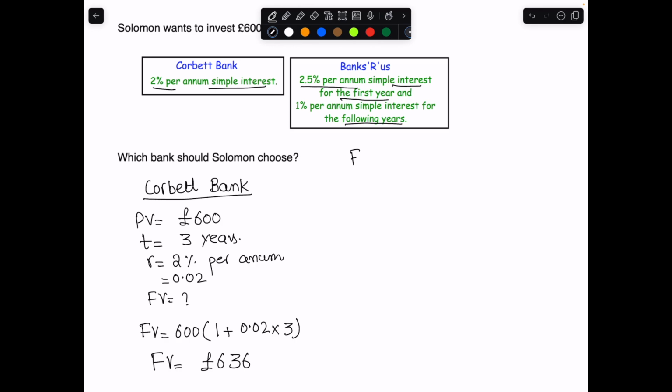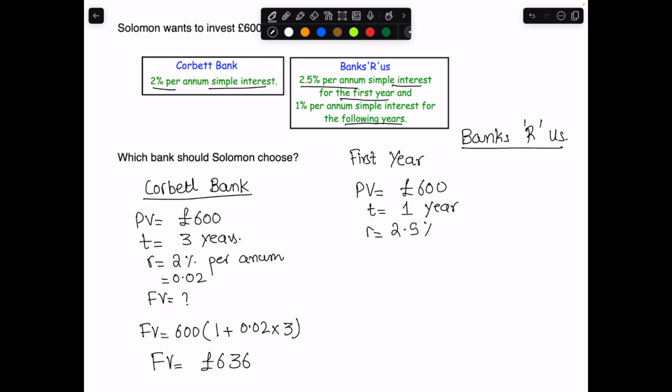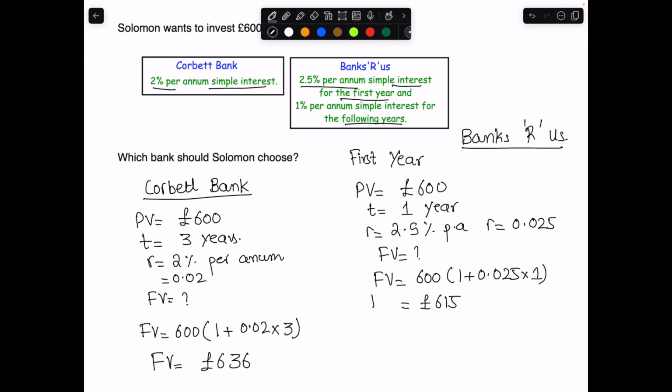First is for the first year. For the first year, and I'm doing this for Banks R Us, your present value obviously is going to be 600. The time now is going to be 1 year, because 2.5% is only for 1 year, and R is 2.5% per annum. So in this case, R will turn out to be 0.025. And my future value after 1 year will be simply 600 times 1 plus 0.025 times 1. Just putting this in the calculator, I get £615. So this is my value after 1 year.